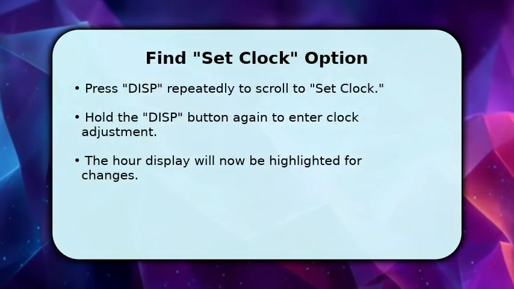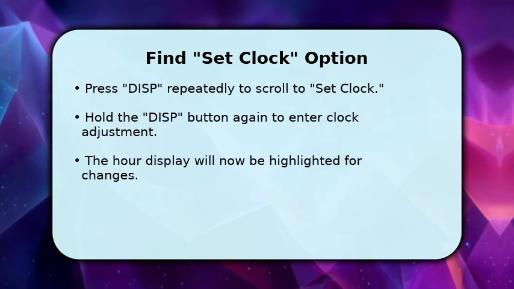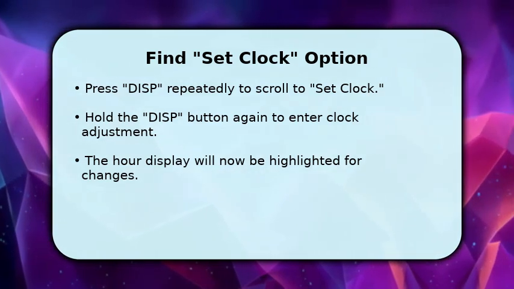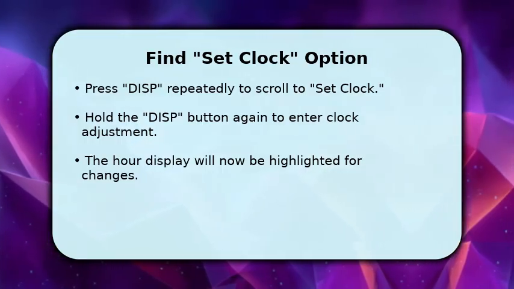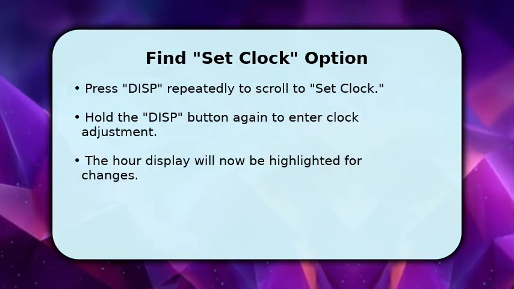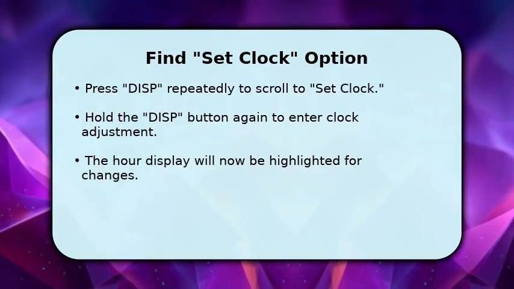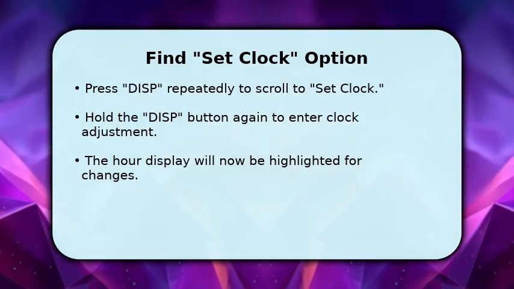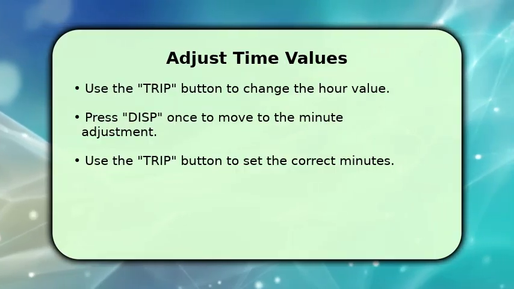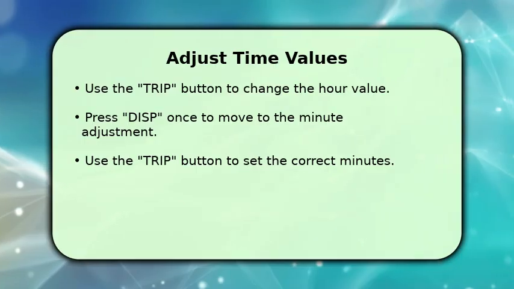Now that you are in the Settings menu, you'll need to navigate to the clock adjustment. Continue pressing the DISP button until Set Clock appears on your display. When Set Clock is highlighted, press and hold the DISP button once more. This action will select the clock setting option, and you should see the hour digits begin to flash, indicating they are ready for adjustment. With the hour digits flashing, use the trip button, usually located near the DISP button, to increase or decrease the hour to the correct time.